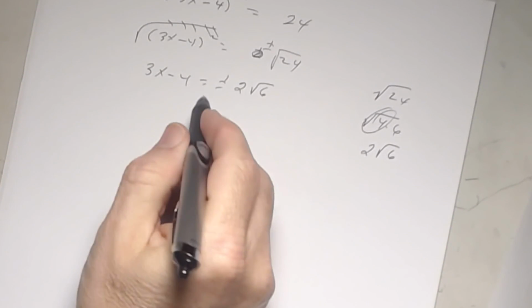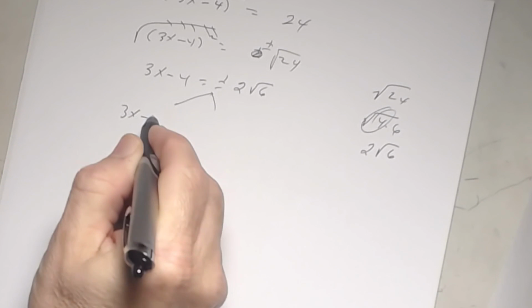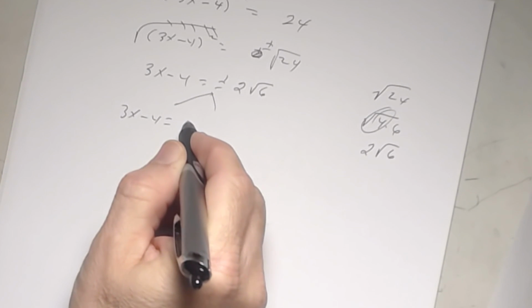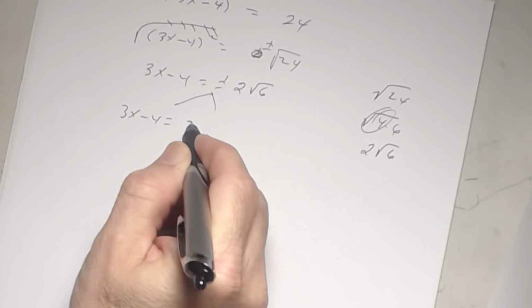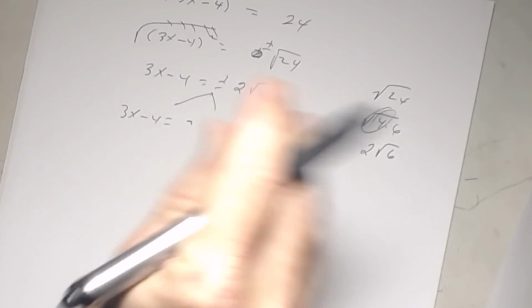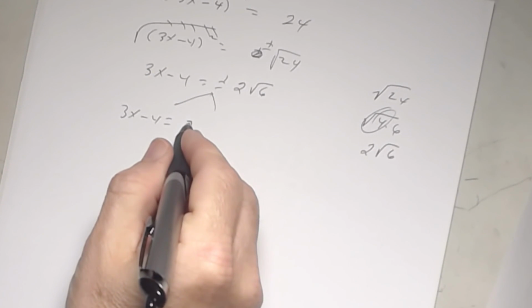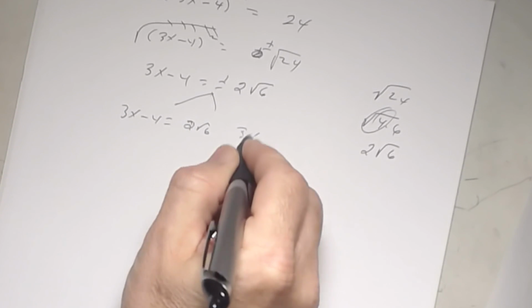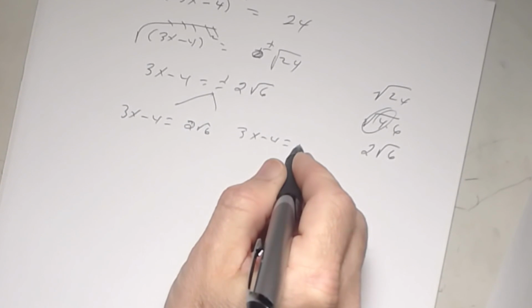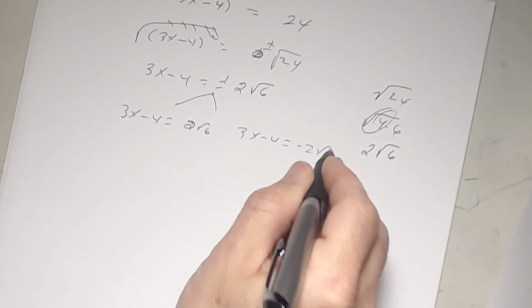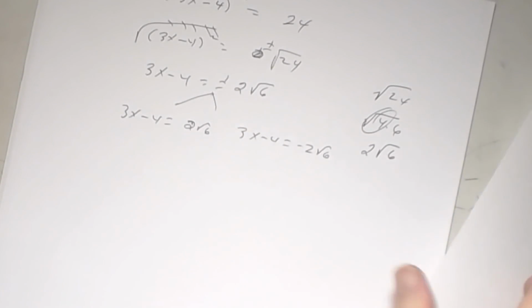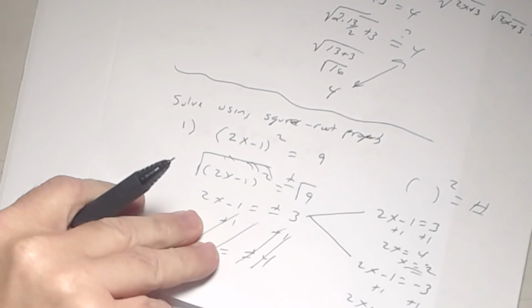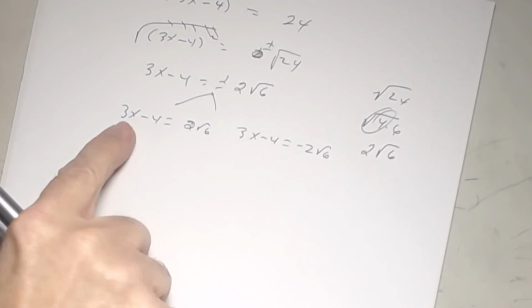You can say 3x minus 4 equals what? Split it apart: plus 2 square root of 6. And 3x minus 4 equals what? Negative 2 square root of 6. Just like you did with this one. There's nothing wrong with doing that, but you've got to get x by itself.